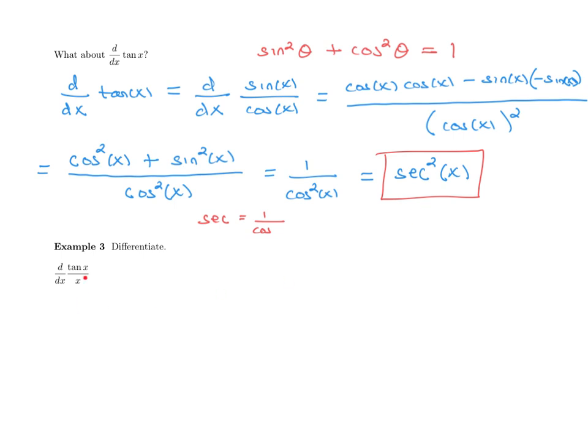All right, let's try that in example 3. I want to differentiate tangent of x divided by x. I have a fraction, so I've got to use the quotient rule. The quotient rule says it's the bottom times the derivative of the top. And the numerator is tangent of x, so its derivative is secant squared of x. Then it's minus the top, which is tangent of x, times the derivative of the denominator, which is 1. And this whole thing is divided by the denominator squared. Again, this is unsimplified, but in terms of taking the derivative, this is what it is equal to.